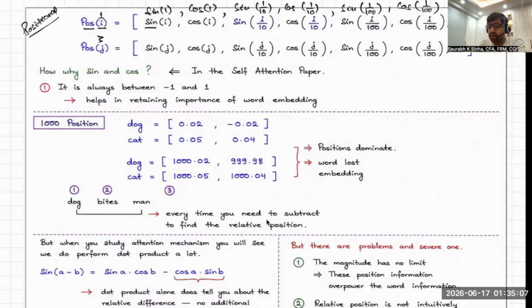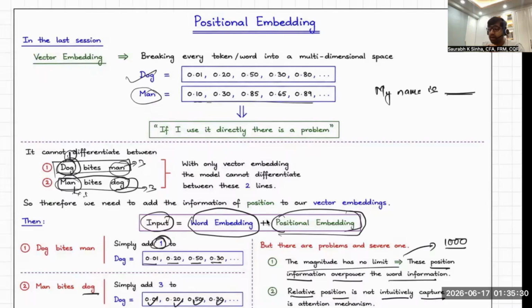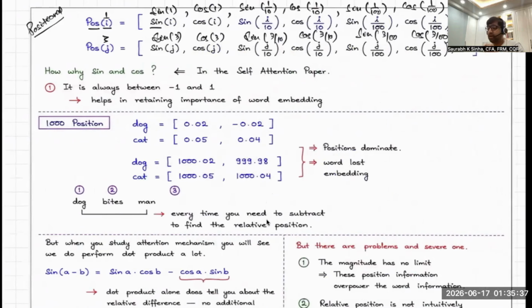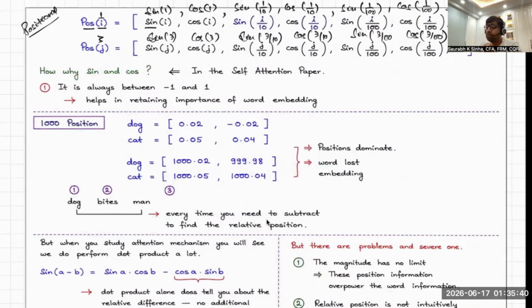If the position is 3, you will simply do sine 3, cos 3, sine 3 upon 10, cos 3 upon 10, sine 3 upon 100, cos 3 upon 100. If the dimension of your word embedding or vector embedding is 6, that is 1, 2, 3, 4, 5, 6. If it is 7, you simply add sine 1 upon 1000, sine 3 upon 1000. That's it. First of all, you captured the positional information 1 and 3.